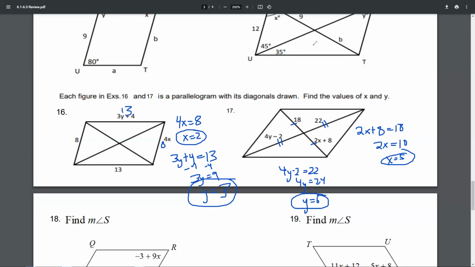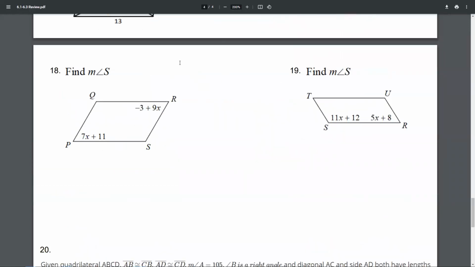All right, 18 and 19. Opposite angles are equal. Consecutive angles add up to 180. So P and R are opposite angles. So we're going to do 7x plus 11 equals -3 plus 9x. On this one, S and R are consecutive angles. So our equation's a little different. It's going to be 11x plus 12 plus 5x plus 8 equals 180. Consecutive angles add up to 180.